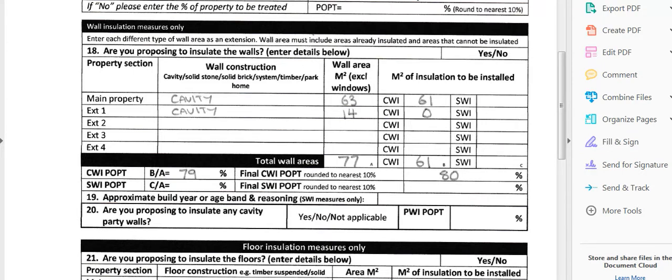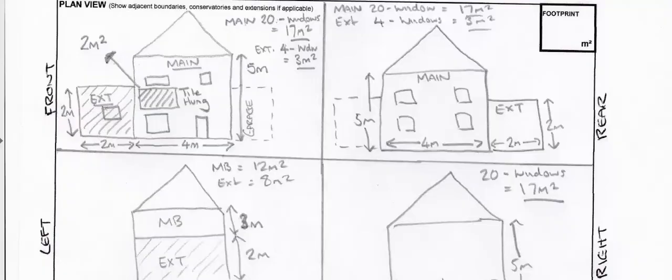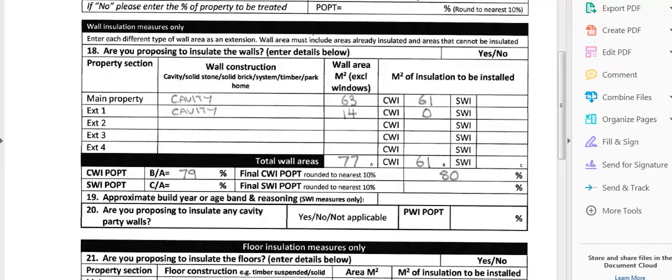So if we look back at the technical survey, the supplier can pick that up and say, well, okay, I can see that on the main building there is a tile hung area that's 2 square metres, and that's the reason why on this Dean score survey there's a difference of 2 metres. We're saying we can't insulate that tile hung area, so we're only going to insulate 61 square metres. On the extension, we've got an area of 14 square metres, but because it's new build and it's already insulated, we're not going to install any of it.